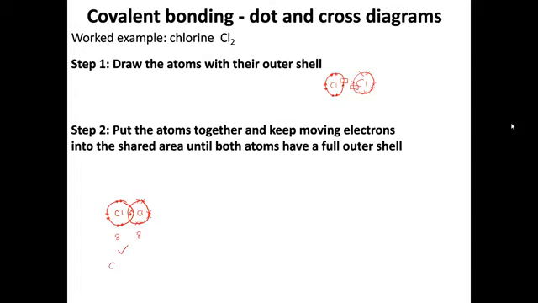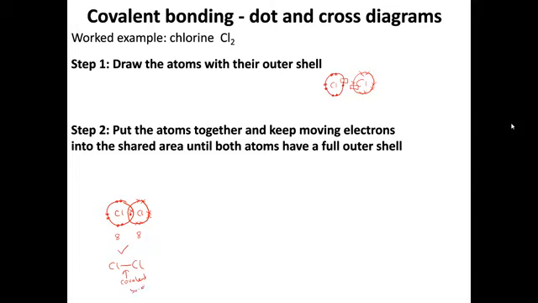Now I can draw a diagram, so with the 2 chlorine atoms, and that shared pair of electrons I can represent with a line. So that line there represents a covalent bond.